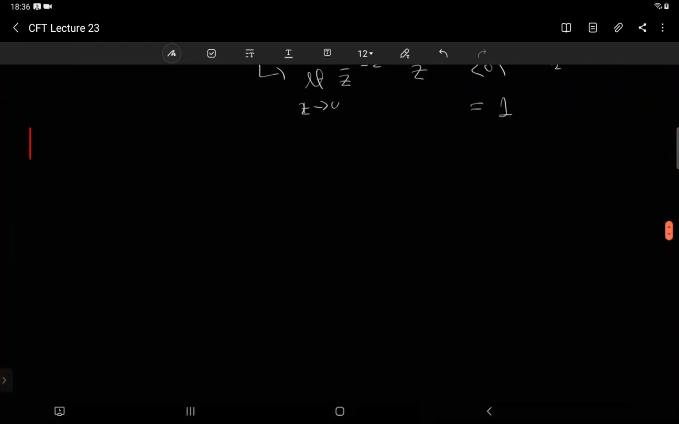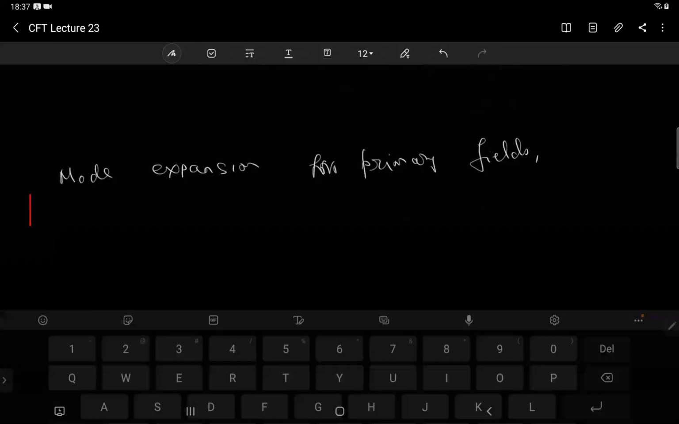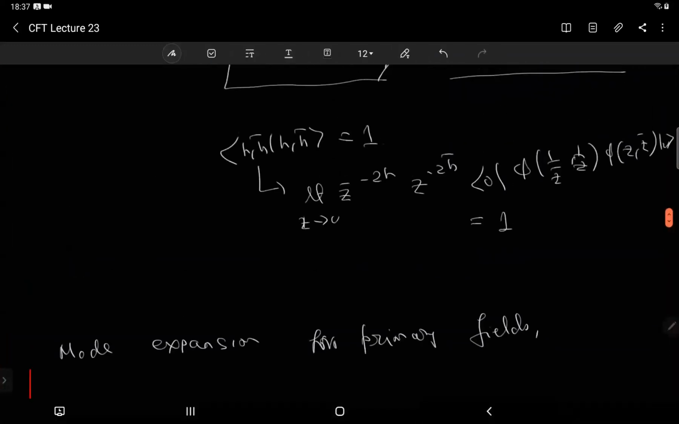And then we also found the mode expansion for primary fields. Sir, in the previous case, the limit we have taken z bar goes to 0, z goes to 0, both? Yeah, both.